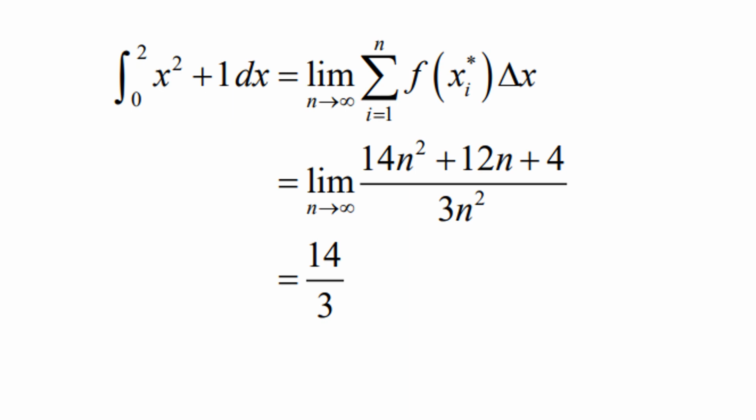So now the only thing that remains is for us to take the limit of the expression. So we're taking the limit as n goes to infinity of the sum that we calculated. Now as you look at this, the degree of the numerator is n squared, or 2, and the degree of the denominator is n squared, or 2. So the answer to this is just the ratio of the leading coefficients. It is 14 over 3.